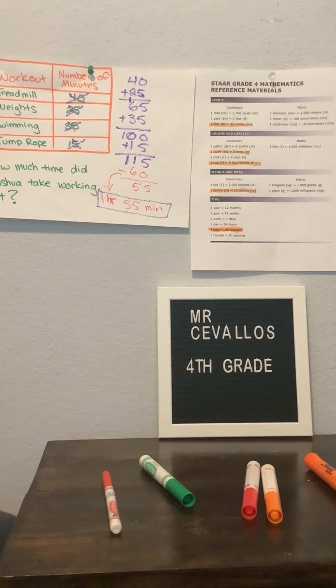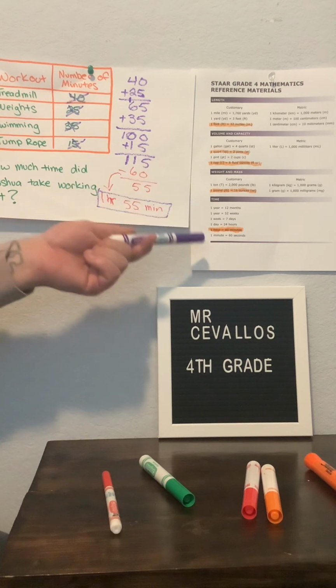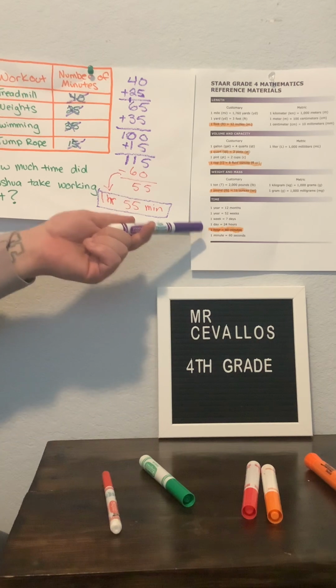So that's how we're going to be working with time, okay? It is very important too, if you just get confused or you get lost or you don't remember at the moment, to always reference your star chart. 1 hour equals 60 minutes.